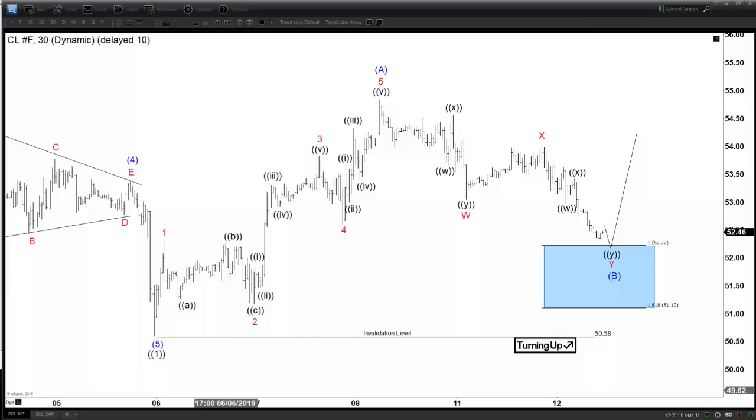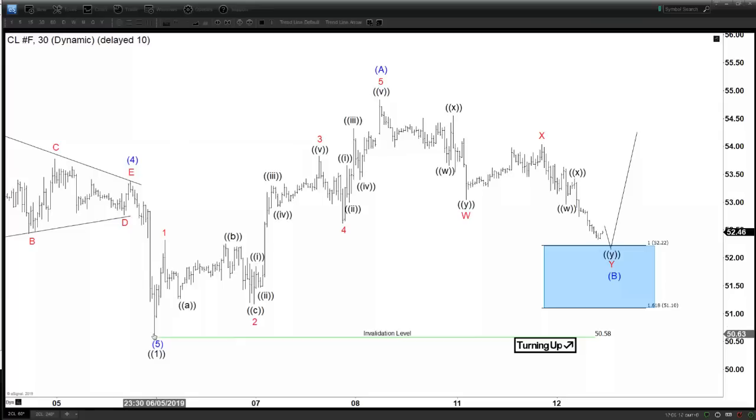My name is Henry, and today is June the 12th, and the time is 4 a.m. GMT. So today we will be looking at the chart of oil. This is a 30 minutes chart here, and we can see from this low at $50.58 on June the 6th.